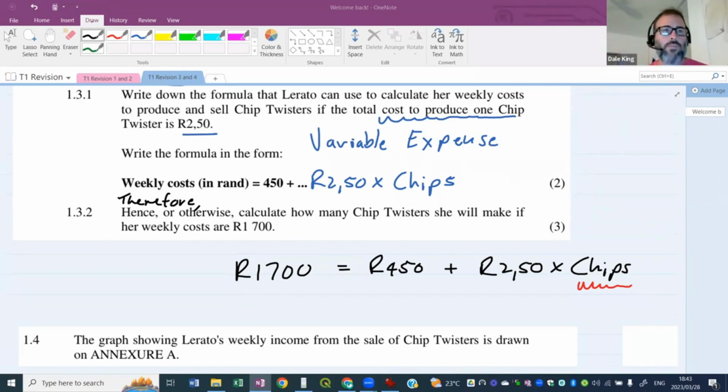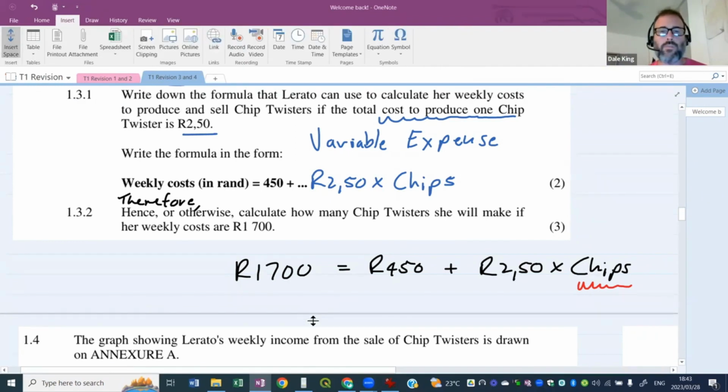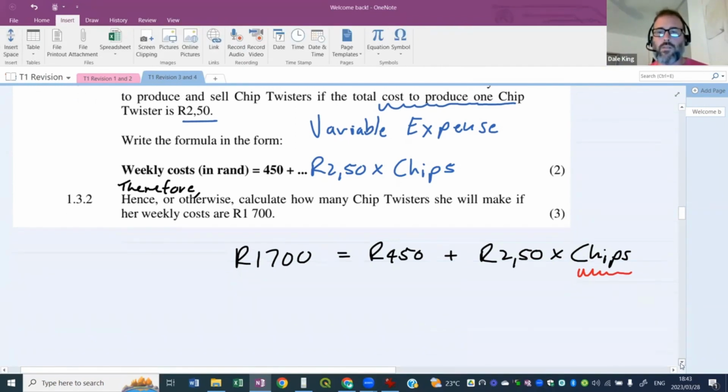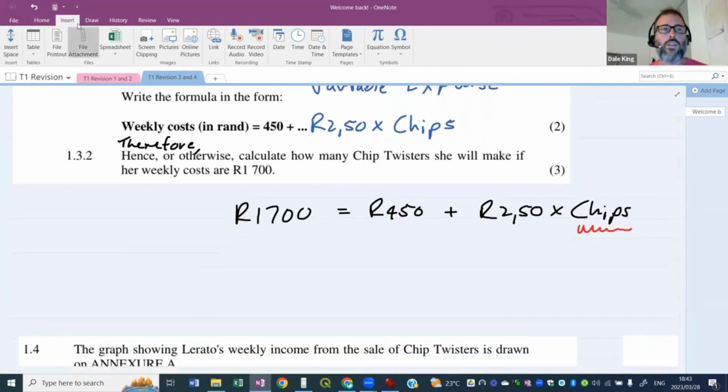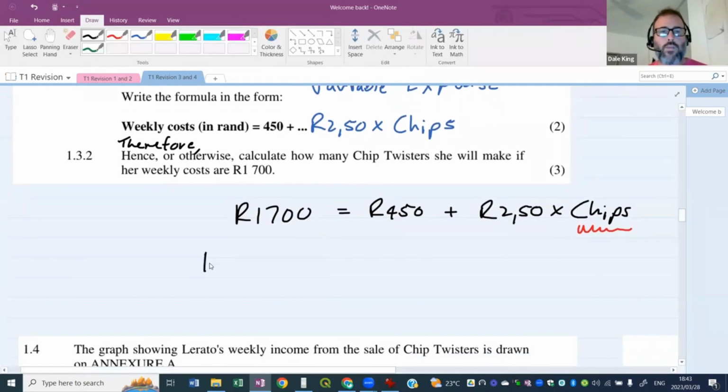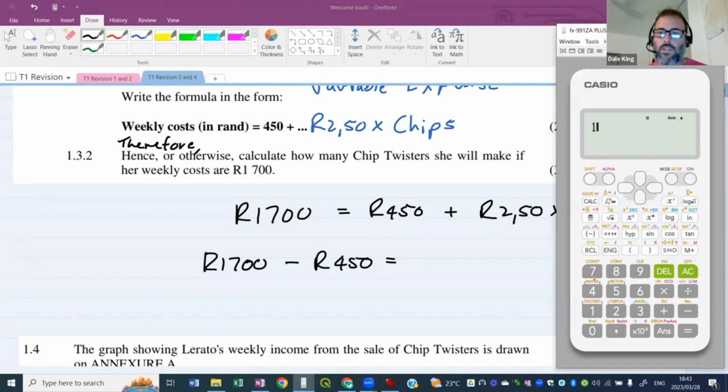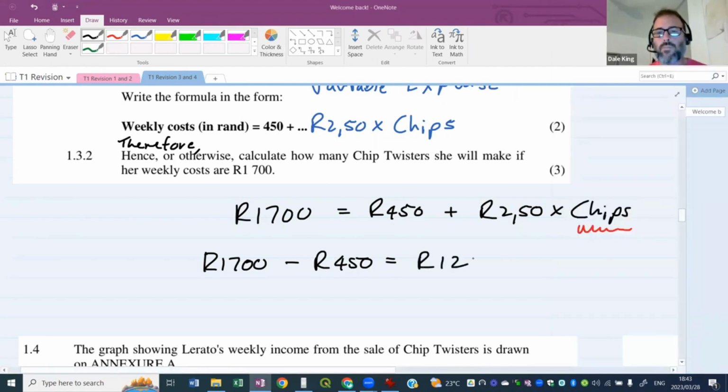Number one, I need to create some space here. Number one, subtract 450. Okay, so there's the formula. I'm going to take the 1,700 Rand and I'm going to subtract 450. Step 1. Get the calculator, let it do all the work for us. 1250. All right, now we've taken care of the fixed expenses.